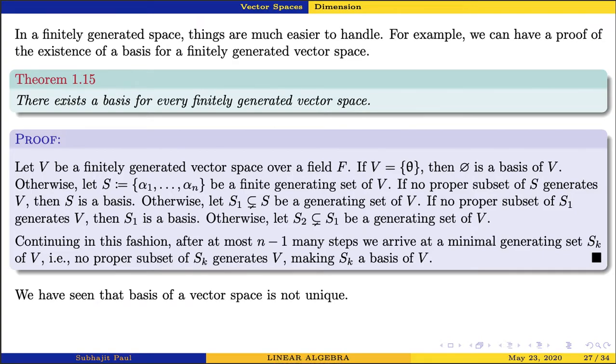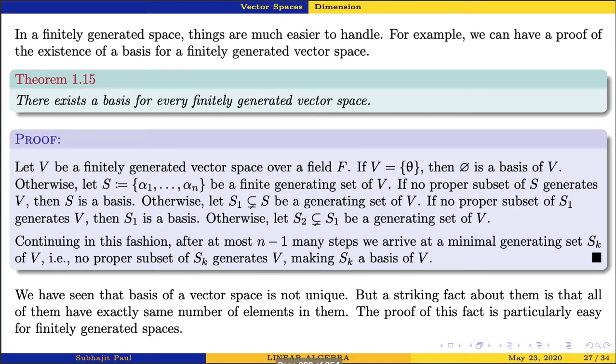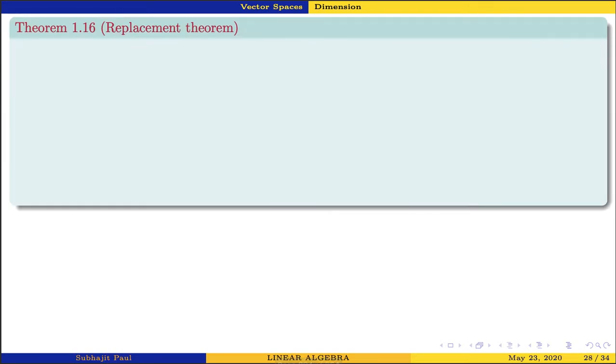Now, we have seen that a basis of a vector space is not unique. But a striking fact about them is that all of them have exactly the same number of elements in them. The proof of this fact is particularly easy for finitely generated spaces. We establish it in the following way. We start with the replacement theorem.